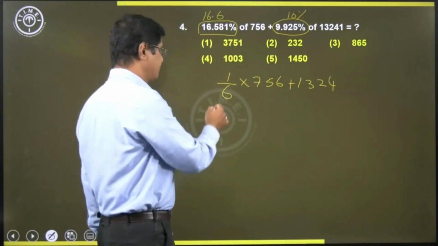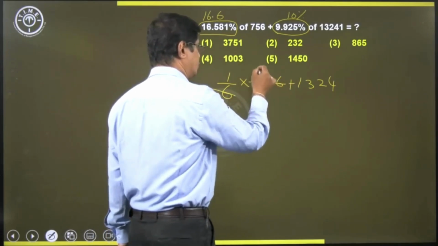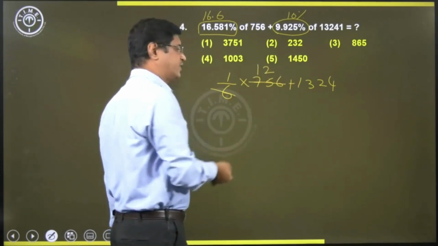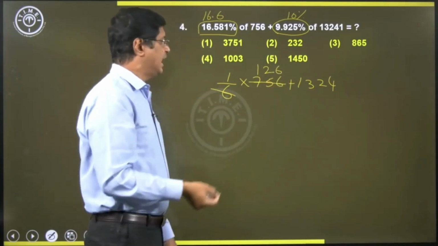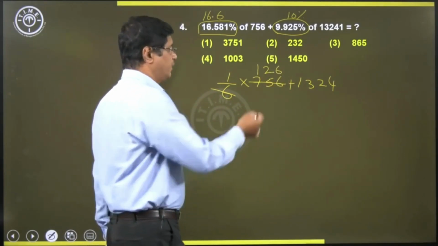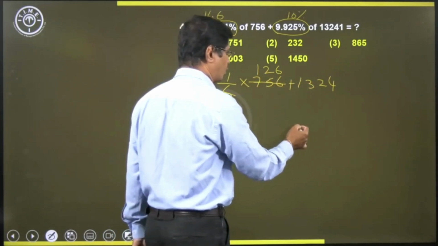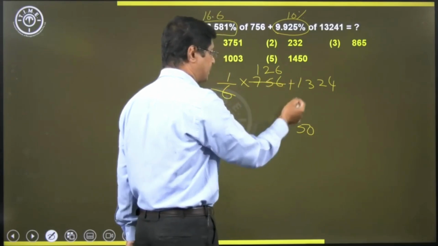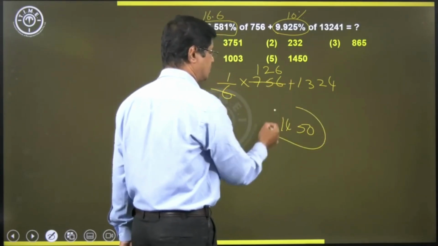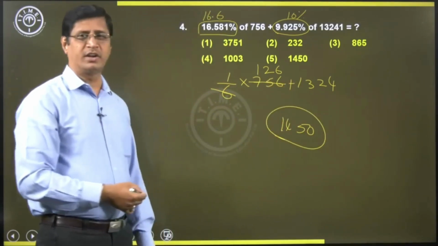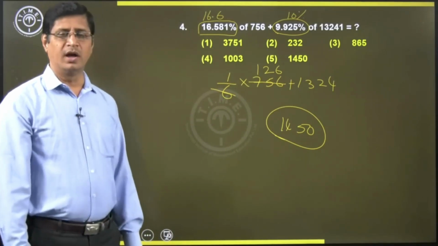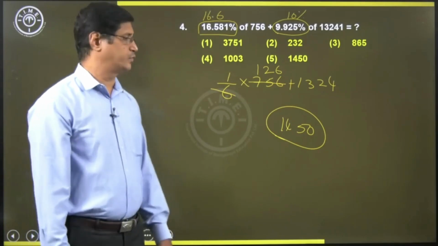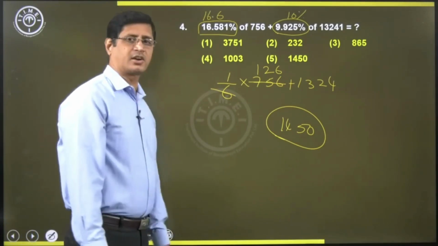Now simplify this. 6 into 126: 12 times 72 and 6 times 36. By adding this, what is the result? Now 26 plus 24, that is 50. 1 plus 13, 14. So what is the result? 126 plus 1324, that is 1450. Right choice, option number 5. Fifth choice is the correct option.